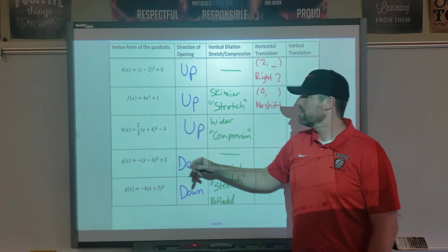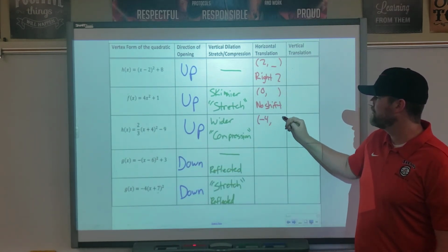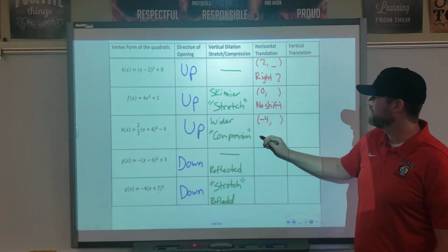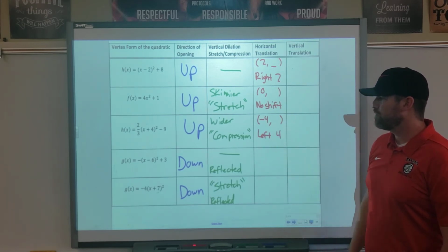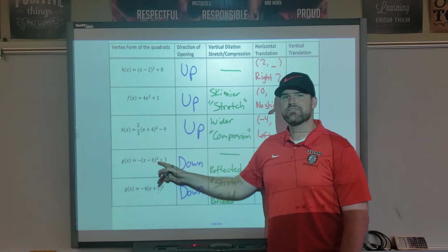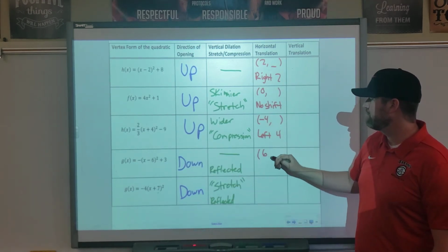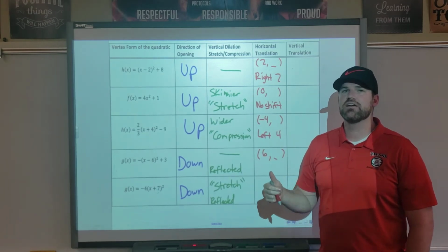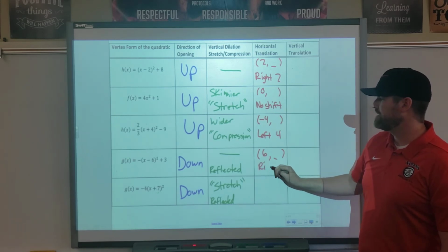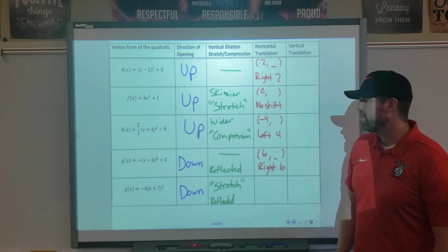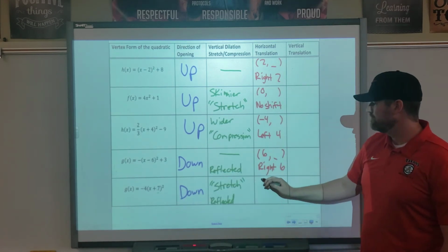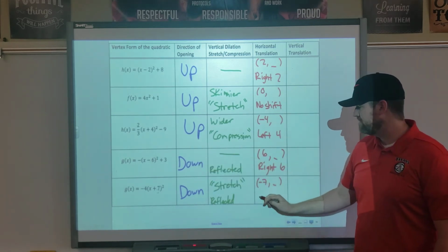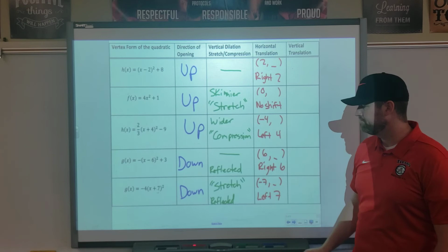This one has a +4, which means the vertex will be at -4 something. And if our vertex is at -4, that means our graph went to the left. So this went left 4. What does the -6 mean? Well, our vertex will be +6 something. And if our x is +6, our graph went to the right. So that is right 6. And then finally, this last one, we have +7, which means your vertex will be at -7 something, which means -7 is to the left. So that is left 7.